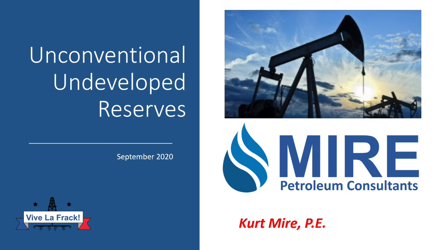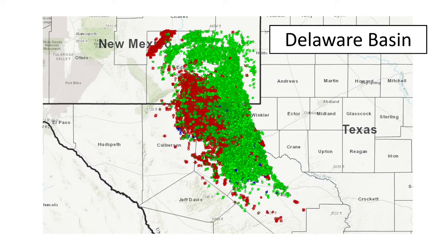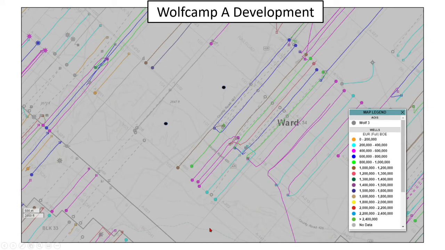Today we want to talk about a reserve booking scenario for an unconventional shale play. All right, so you're working for a private company in the Delaware Basin. They're active in the Delaware, and a lot of drilling going on. So you've been assigned to this new area shown here, which is an active Wolfcamp A development area. And the horizontal wells are color-coded on the map based on their projected EUR.